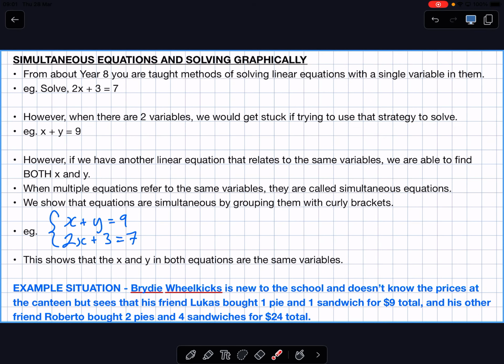Okay, first lesson. Hopefully this is a little bit of a revision for you guys, but I never trust that. I always want it to be taught my way. So here we go about what simultaneous equations are.